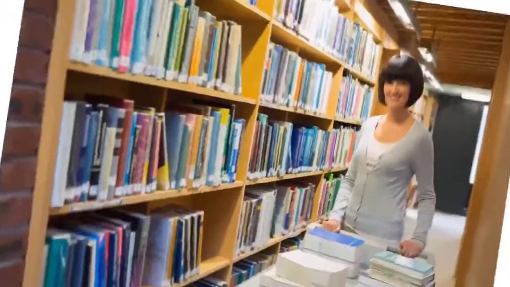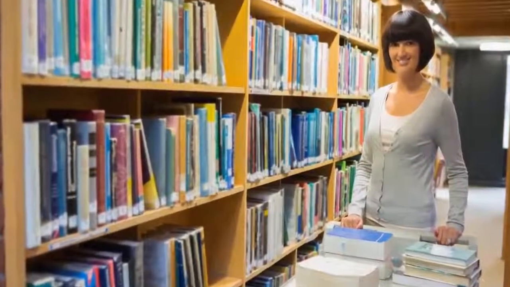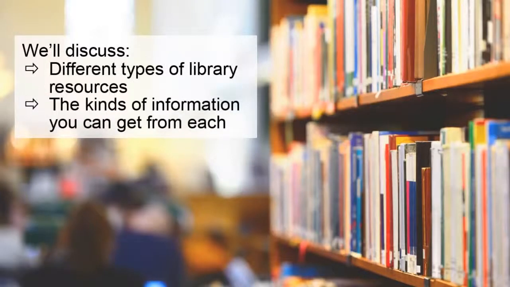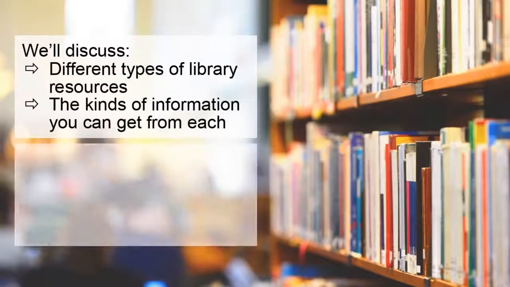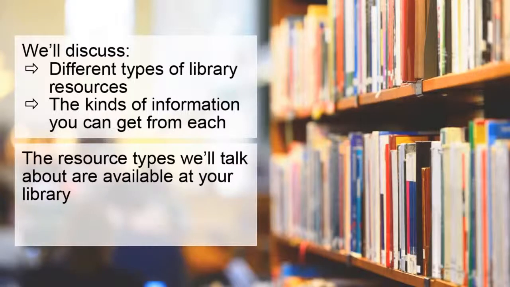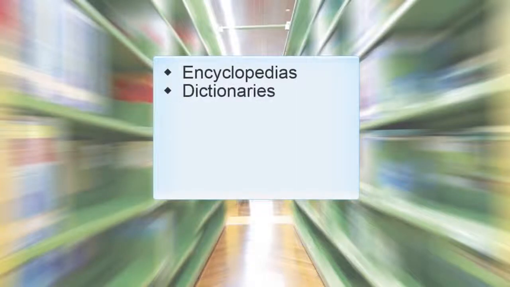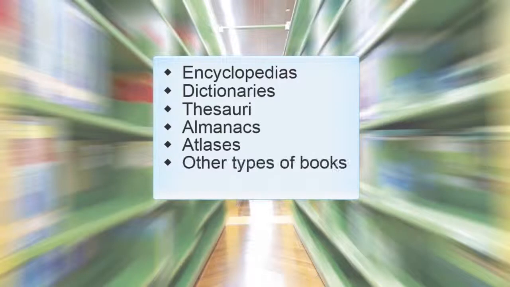Your library has materials to help you with all kinds of research. In this video, you will be introduced to different types of library resources and the kinds of information you can get from each. The resource types we'll talk about are available at your library, and many are also available online through your library's website. Types of resources we'll go over in this video are encyclopedias, dictionaries, thesauri, almanacs, atlases, other types of books, and magazines.